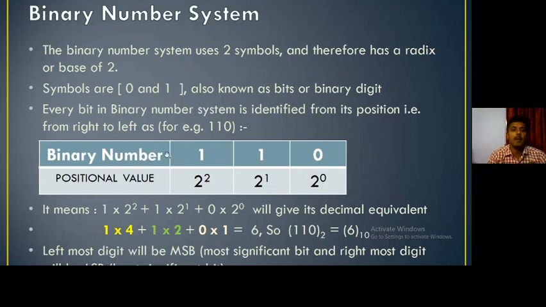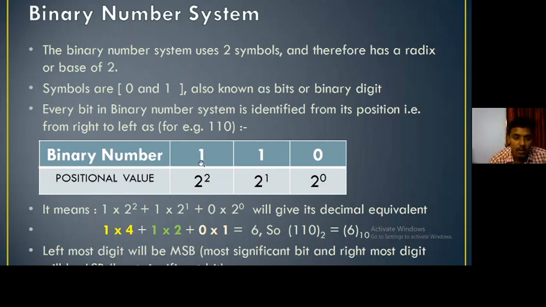Now the binary number example given is 110. Every bit, the first bit from the right side is 0, followed by 1, again followed by 1. From the right, the positioning value will be based on 2. In the case of decimal it is units, tens, hundreds, and the base is 10. Here the base will be 2: 2 power 0, 2 power 1, 2 square.